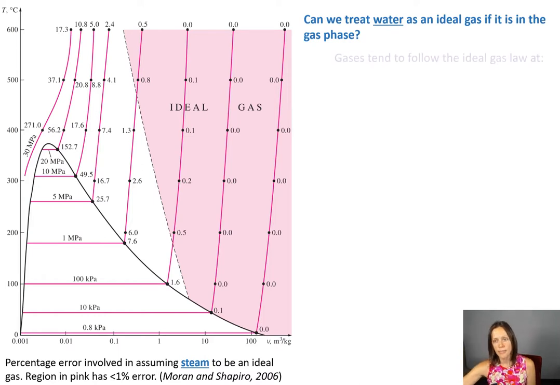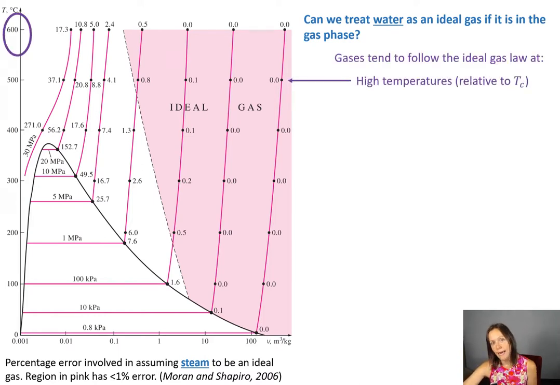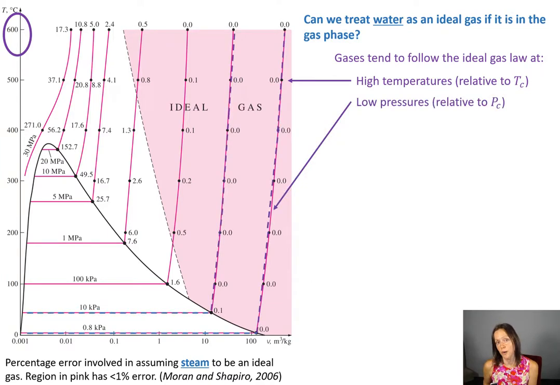Now, what we'll notice is that at high temperatures, and when we say high temperatures, we mean relative to the critical temperature, we tend to be in that ideal gas range. This is a trend that's valid for other gases as well, not just for steam. And at low pressures, and when we say low, we mean low relative to the critical pressure, we tend to be in that ideal gas region if we're in the superheated region.